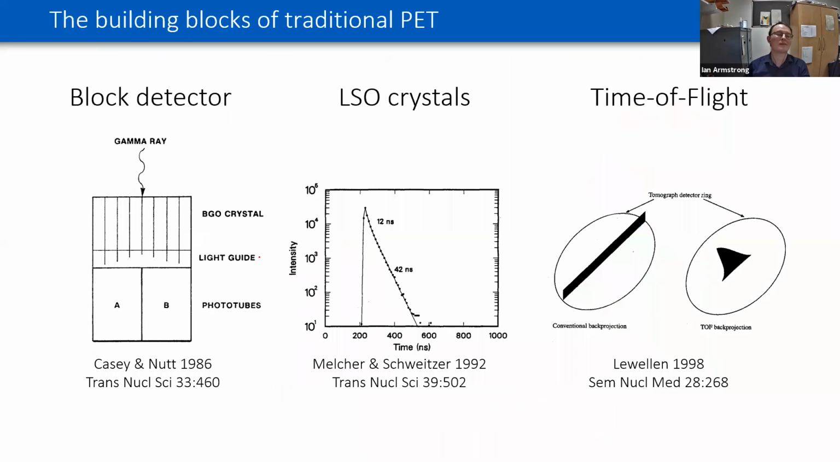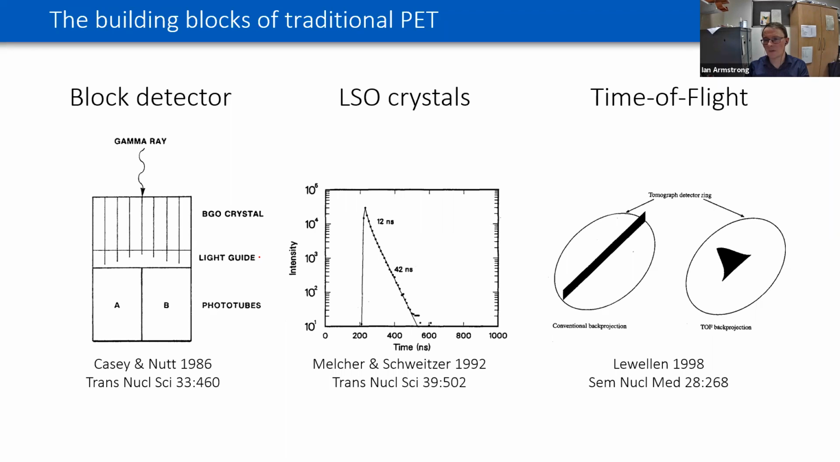Let's look a little bit about the building blocks and what's brought us to where we are now in PET-CT. So we had the block detector breaking up the scintillation crystal into a series of sub-elements, which gave us an increase in spatial resolution. We then moved on to LSO crystals, which gave a far superior count rate performance of the systems because there was a much lower decay time of the scintillation light.